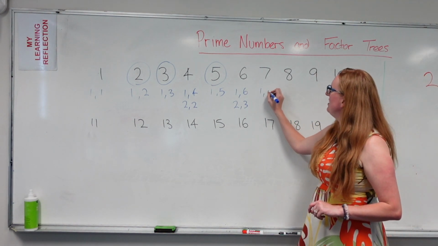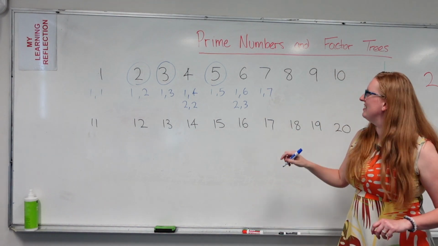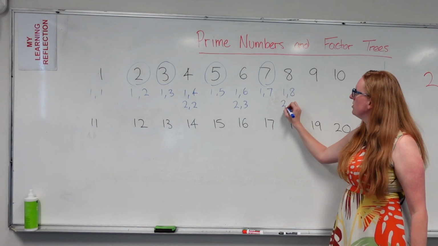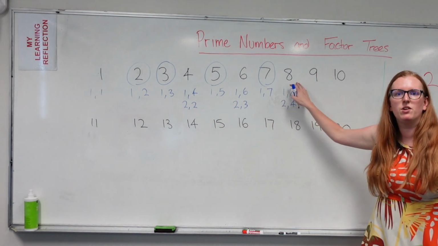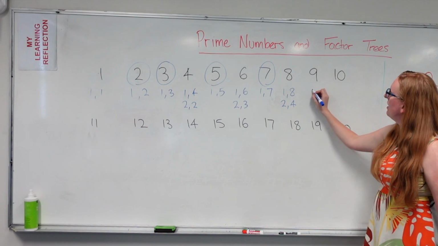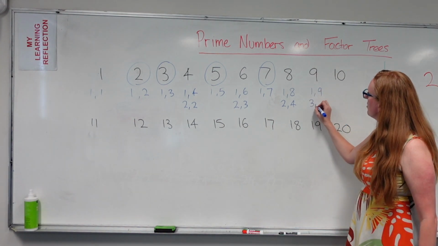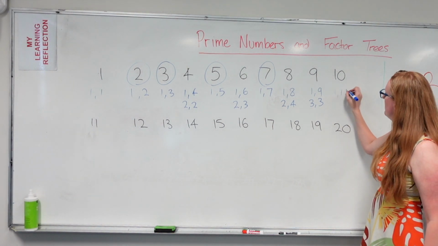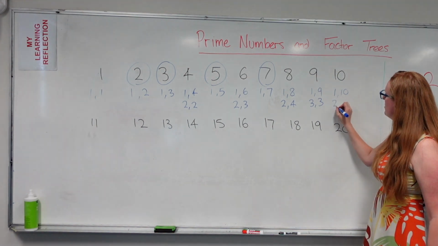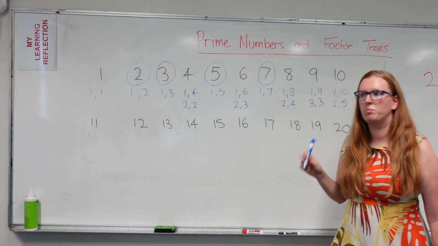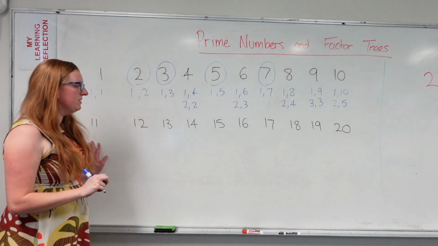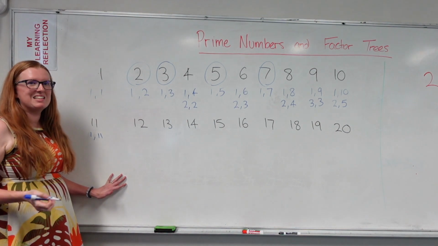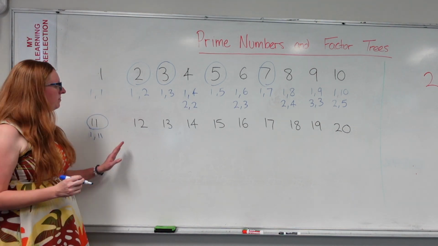All right, 7, I already mentioned, there's no way to get 7. It's prime. Number 8 can be made up of 1 times 8 or 2 times 4. So it's composite, not prime. The number 9, I could go 1 times 9, or I could go 3 times 3, which means it's not prime as well. Number 10, I could go 1 times 10, or I could go 2 times 5. So it's composite. Let's move down here to 11. So to get 11, I could go 1 times 11, and that's it. Means it's prime.